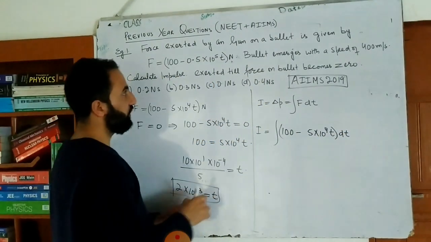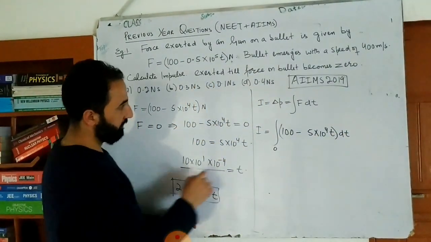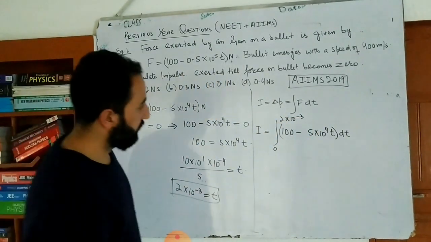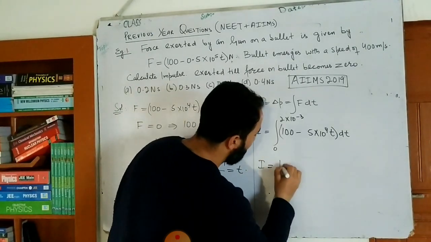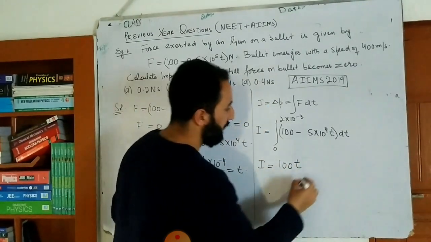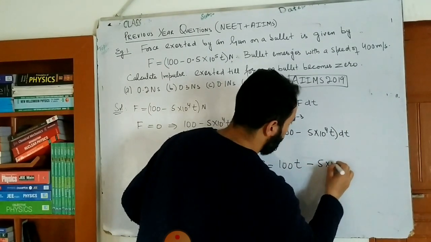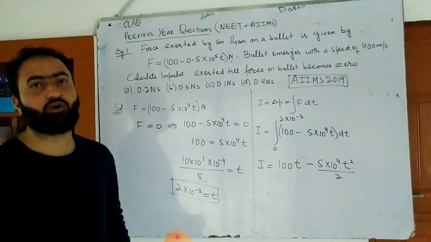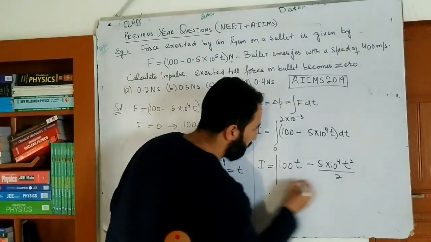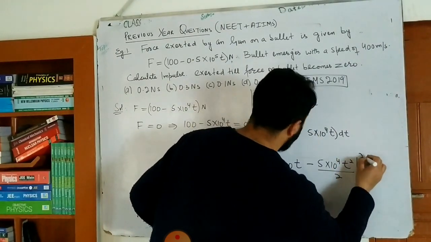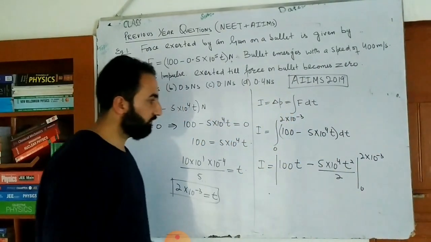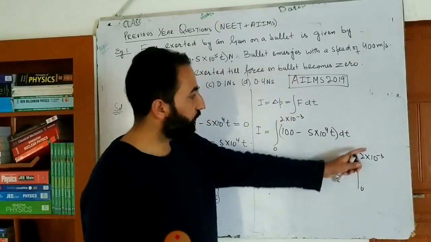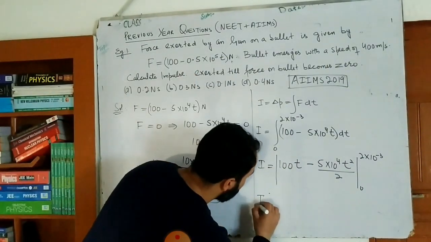Okay, and the limits of integration are from 0 to this time 2 into 10 raised to the power minus 3, isn't it? Okay, now integrate it. Okay, so impulse will be equal to, this will be simply 100, it's a constant, multiplied by t, minus integration of this is 5 into 10 raised to the power 4 multiplied by t square divided by 2, because integration of x raised to the power n is x raised to the power n plus 1 divided by n plus 1, and the lower limit is 0 and the upper limit will be equal to 2 into 10 raised to the power minus 3. Okay, now the lower limit becomes 0 because this is also equal to 0, this is also equal to 0, so the lower limit will vanish, but the upper limit will remain, so the impulse will be equal to.